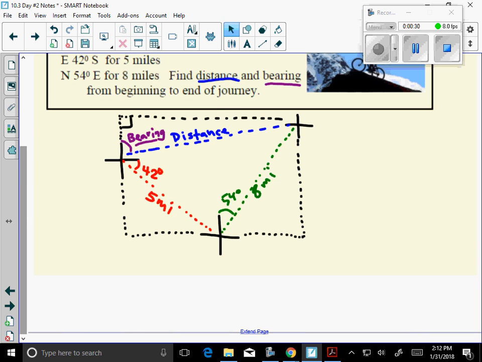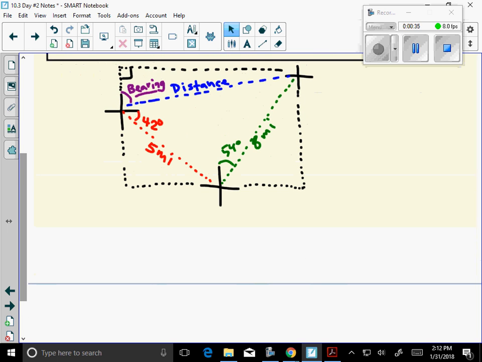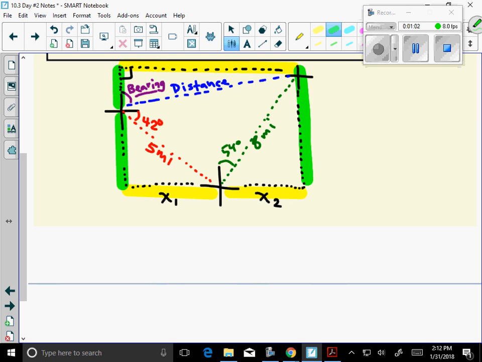Okay, so first work I would do is understanding that this distance right here is the sum of these two distances here. So I'm gonna call that x1 and x2. And then this distance here and this distance here will be equal to that distance there.